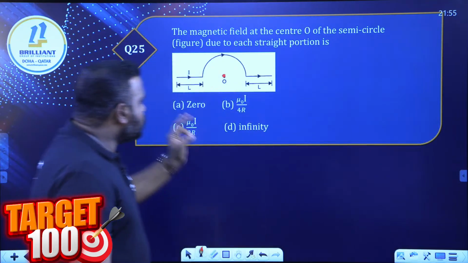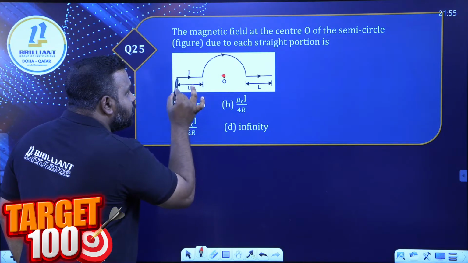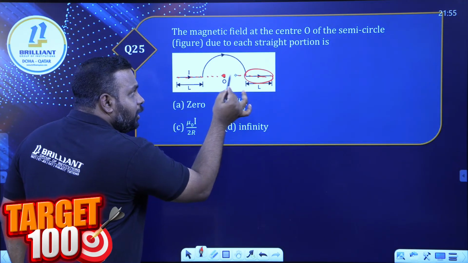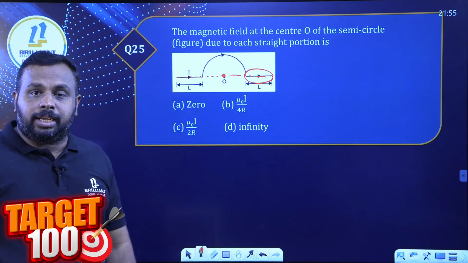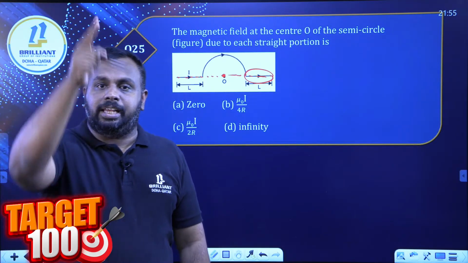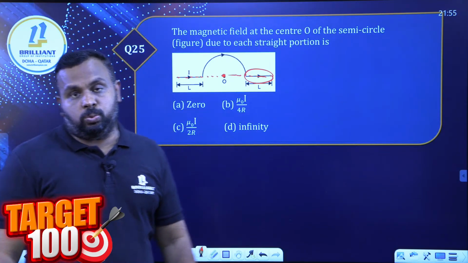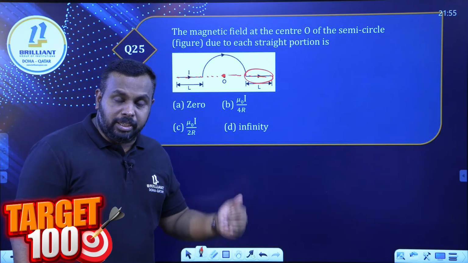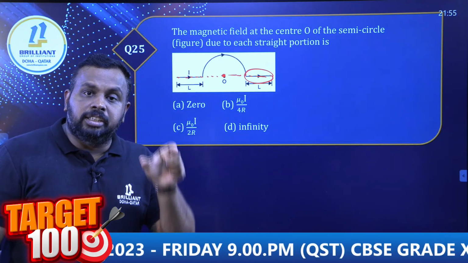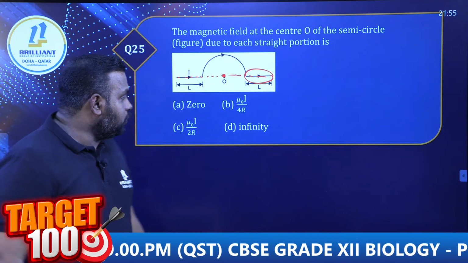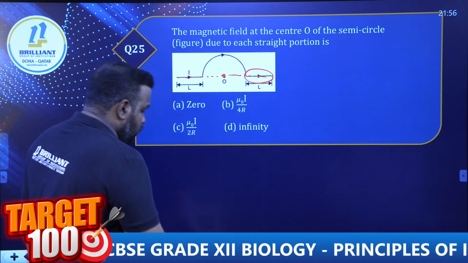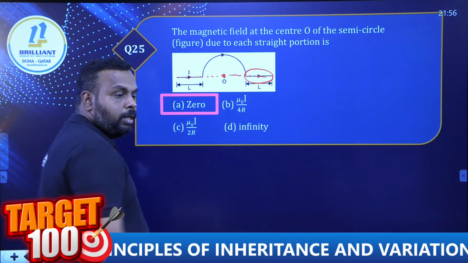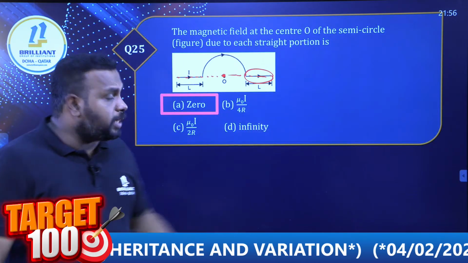Yes, very good. Straight portion means you can see that this point is along the line of this conductor. This is the other straight portion. Again, that point is along the line of the conductor. In Biot-Savart law itself, we got an idea: along the length of a conductor, in the same line, the field will be 0. So the total field will not be 0 in this figure, but the field at the center due to the straight part of the conductors will be 0. So the answer is 0 for this question.